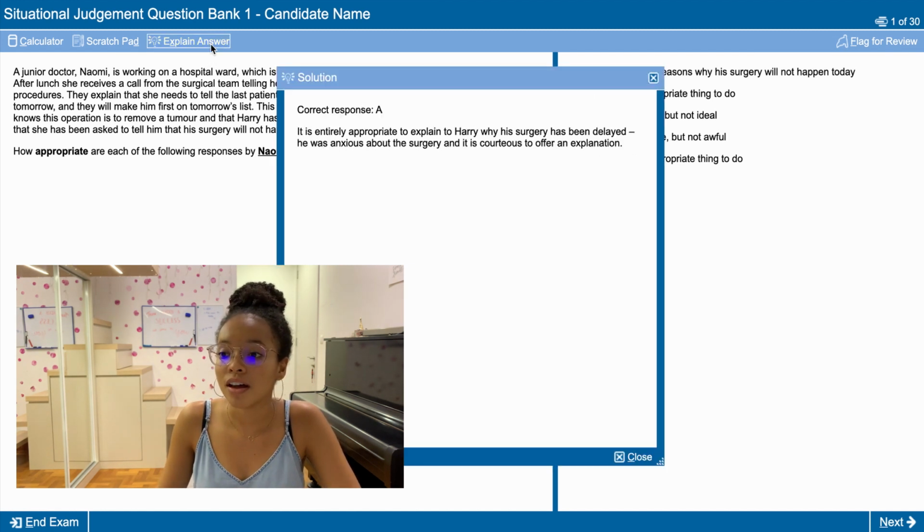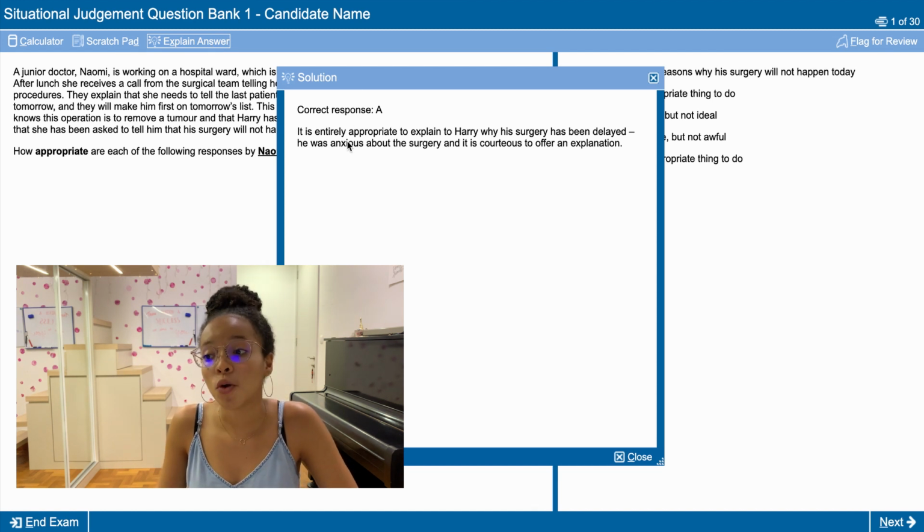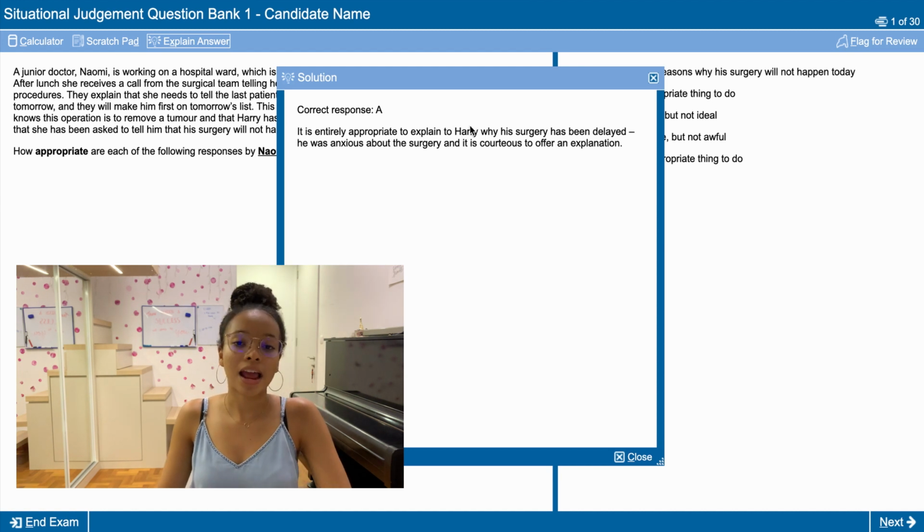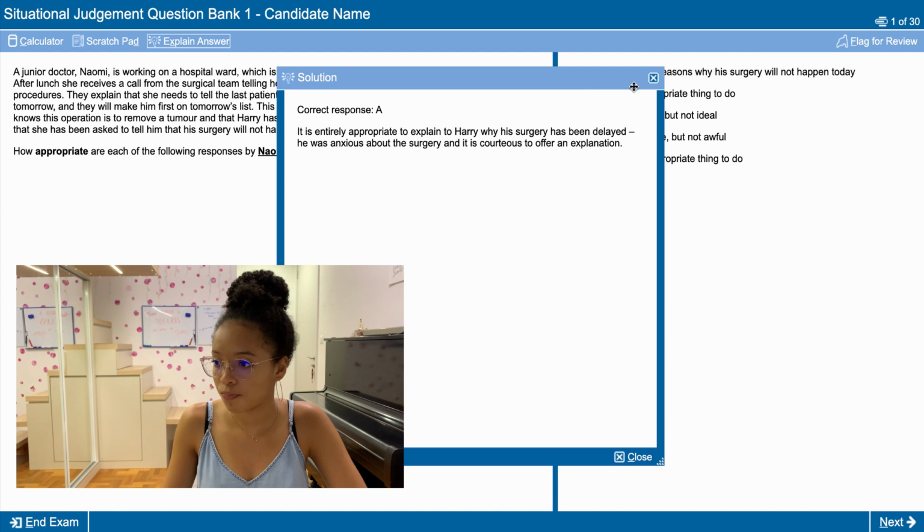When we look at the answer, they say that the correct answer is A, and that it is entirely appropriate to explain to Harry why his surgery has been delayed. He was anxious about the surgery, and it is courteous to offer an explanation. So here they explain precisely why answer A was the correct answer to choose.